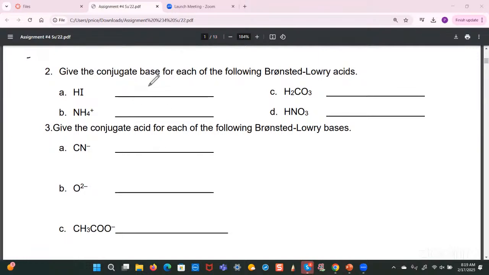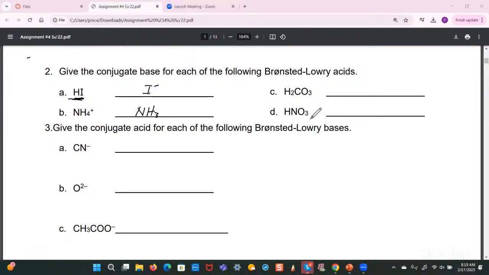What's the formula? This loses H plus, right? So what would be the result when it loses H plus? I minus, exactly. What about B, NH4 plus? What is formed when it loses a proton, an H plus ion? NH3.